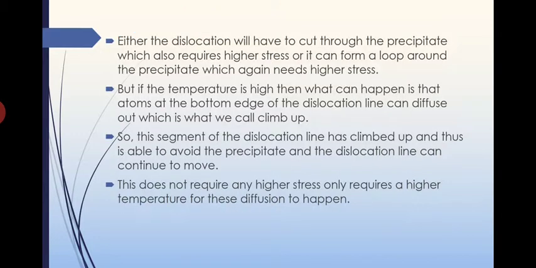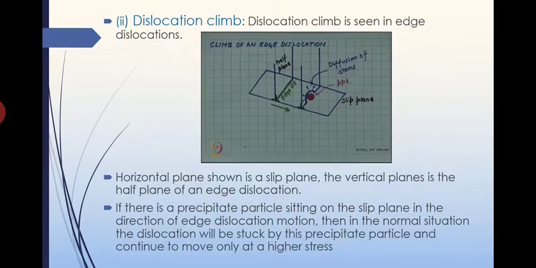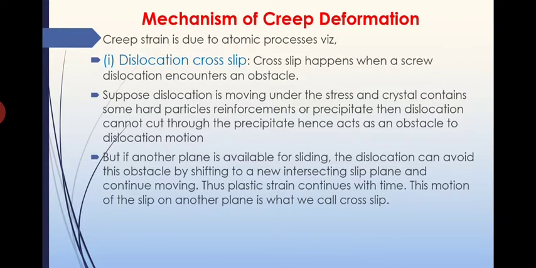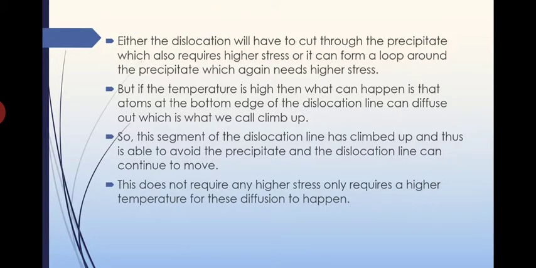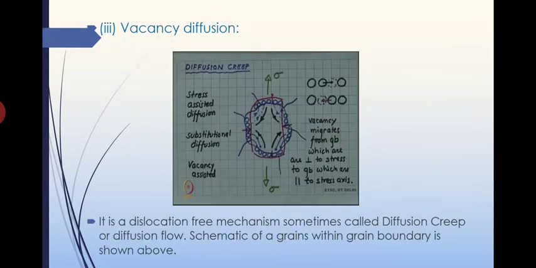So this is the second mechanism. Of course, it is happening at a higher temperature. This one always will happen at a low temperature, around room temperature. Dislocation cross slip is actually happening at a low temperature or room temperature. We can say for the dislocation climb mechanism to happen, there should be a higher temperature. Okay. Now this is the second one, and the third one is vacancy diffusion.